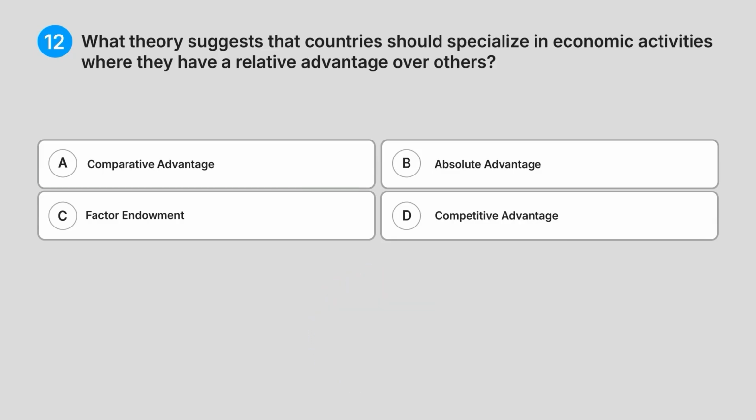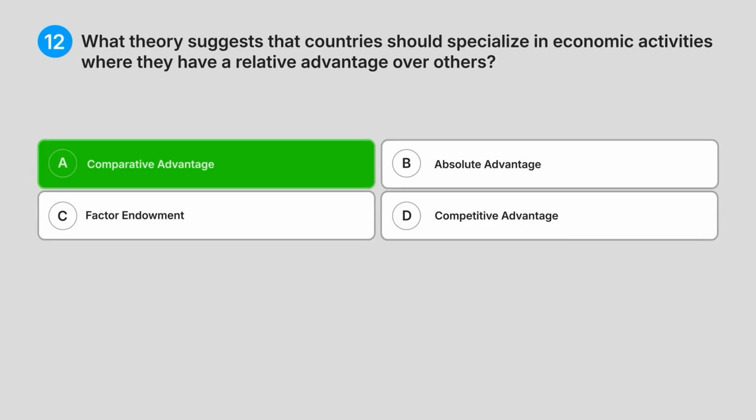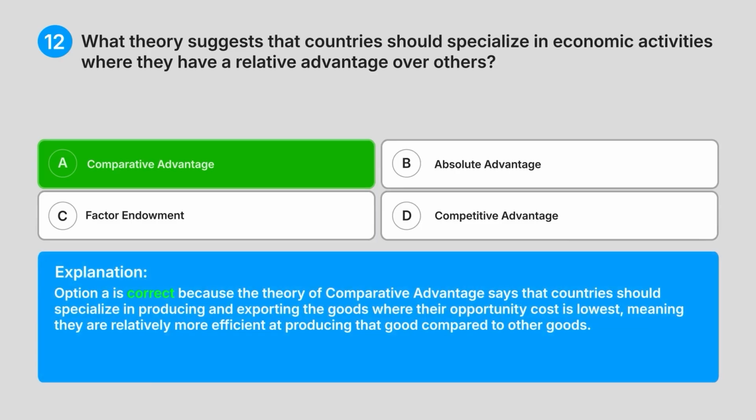Correct answer, A. Comparative advantage. Explanation: Option A is correct because the theory of comparative advantage says that countries should specialize in producing and exporting the goods where their opportunity cost is lowest, meaning they are relatively more efficient at producing that good compared to other goods.